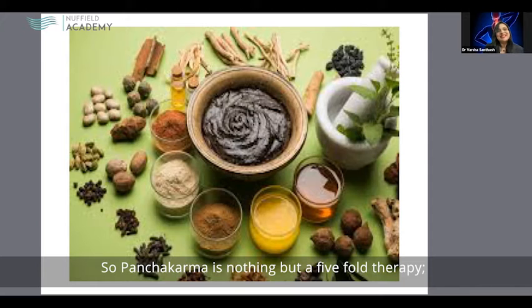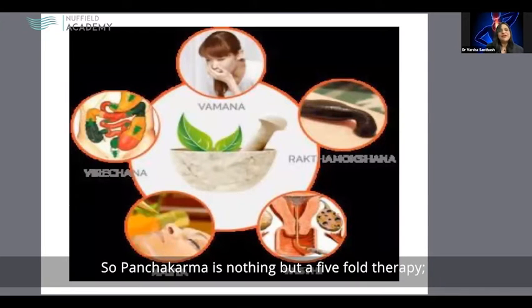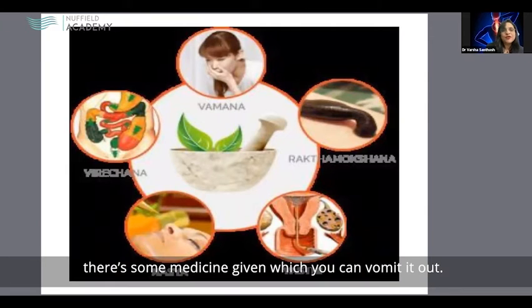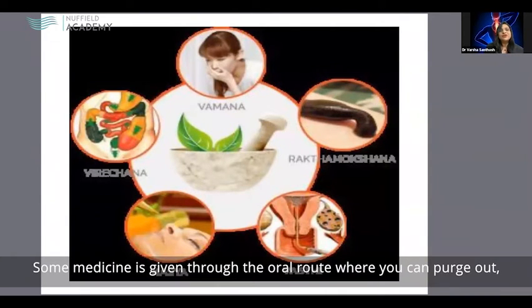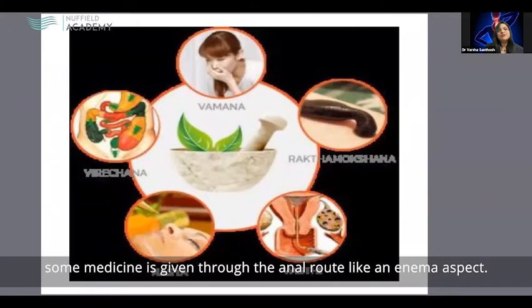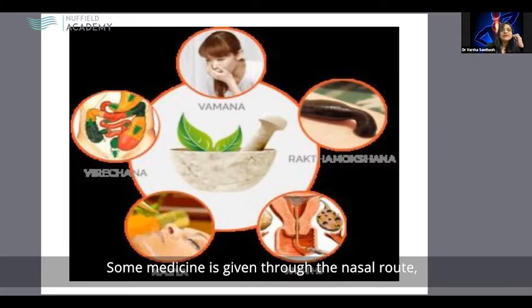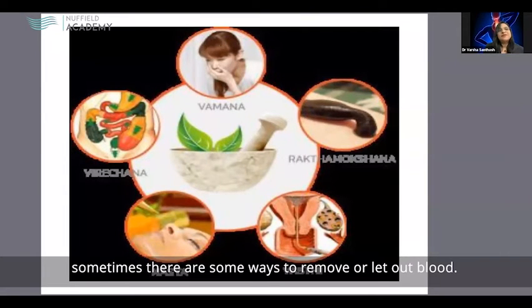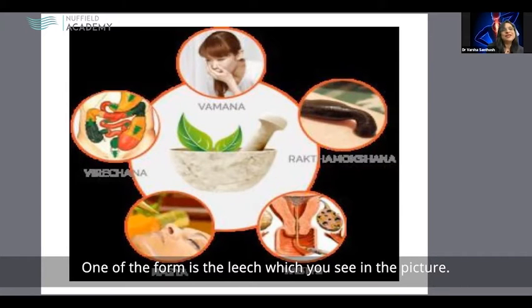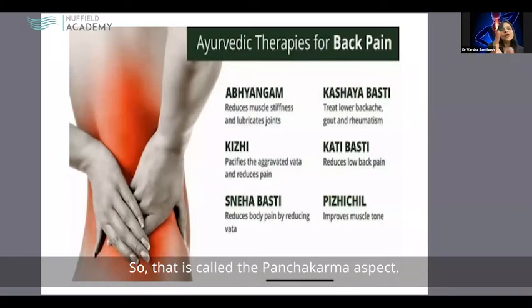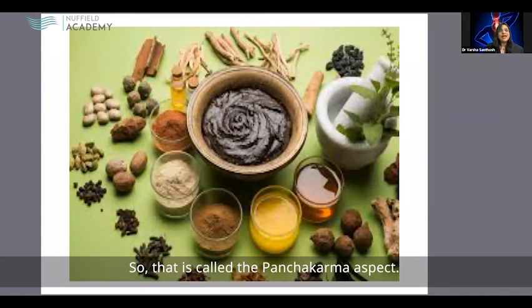So panchakarma is nothing but a fivefold therapy. There is some medicine given which you can vomit out. Some medicine is given through the oral route where you can purge out. Some medicine is given through the anal route, like an enema. Some medicine through the nasal route. Sometimes there are some ways to remove or let out blood. One form is the leech, which you see in the picture. So that is called a panchakarma aspect.